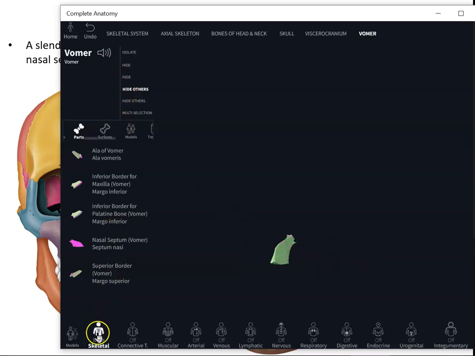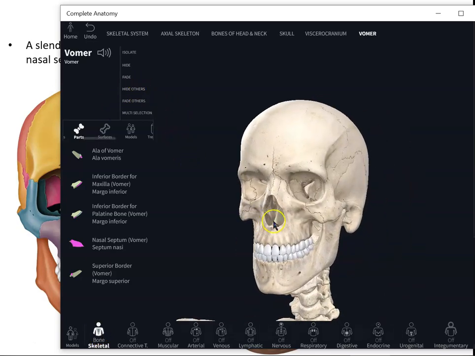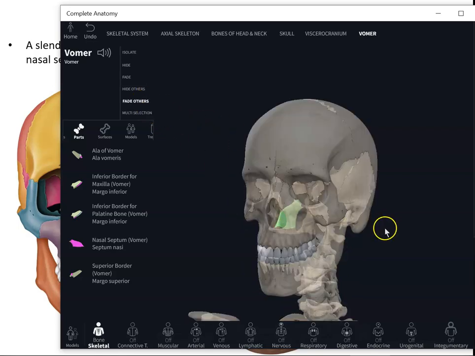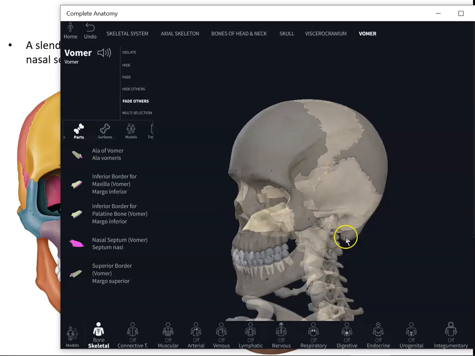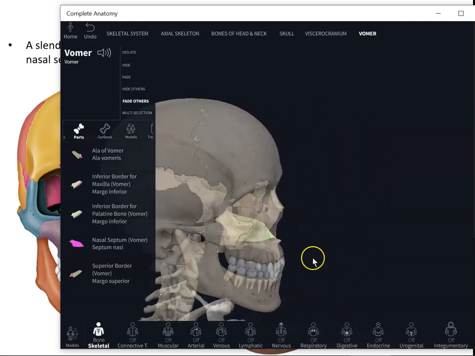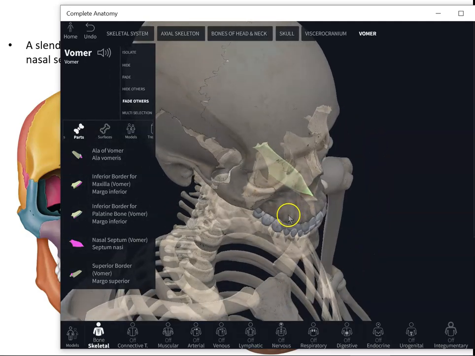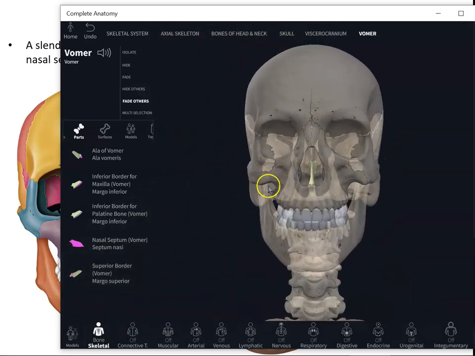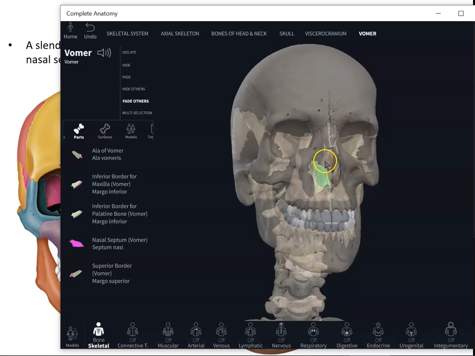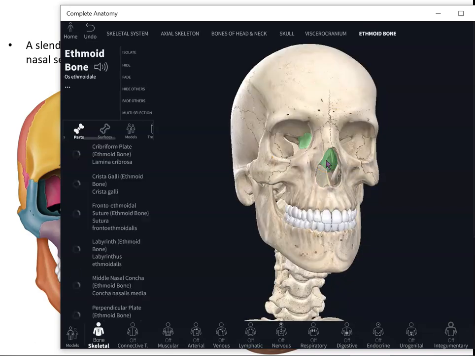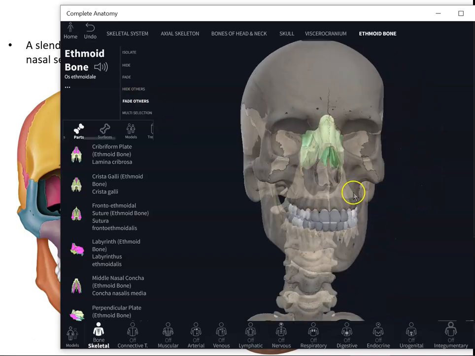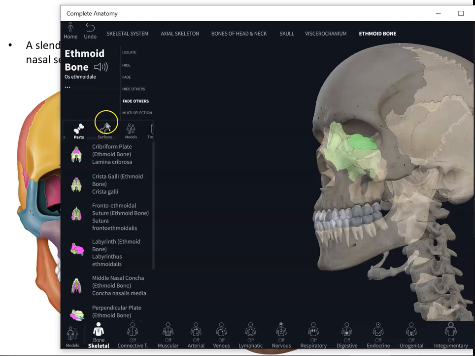We can bring everybody back. One thing you'll do once you have this software is you'll use the phase or the fade function, so you can fade all the other bones and get a better sense of where this one is. Yeah, it's making part of the nasal septum. The superior part of the nasal septum is the ethmoid bone, and it's much more complicated than the vomer.